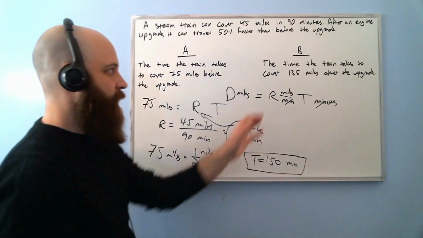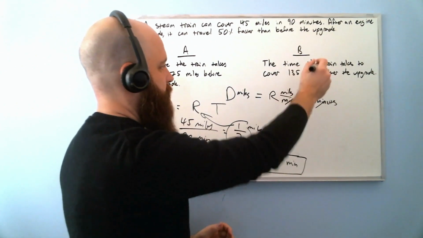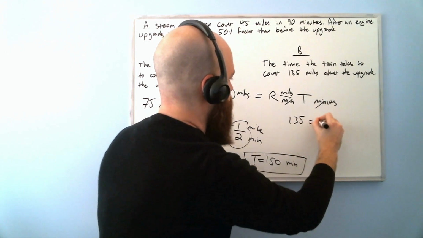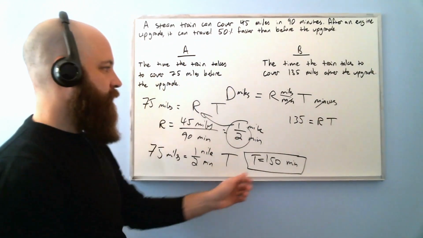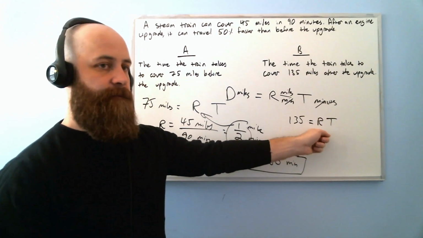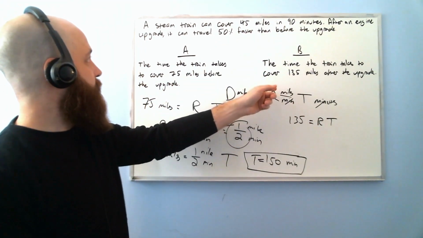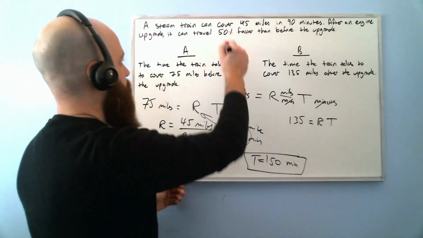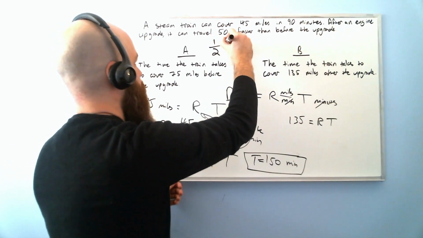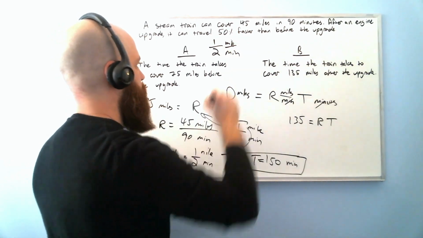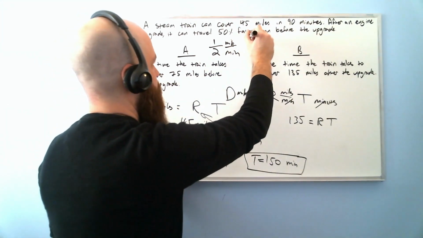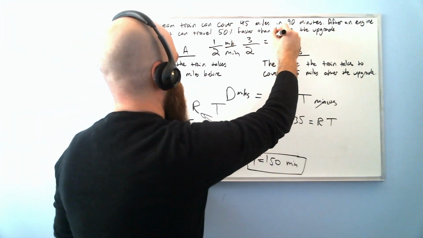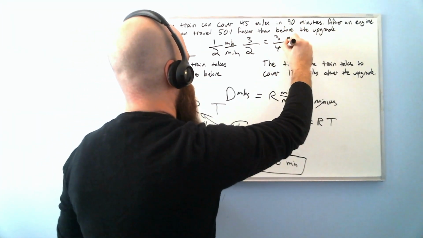What about B? Well, let's apply a similar approach. It's 135 miles, so I'll say 135 equals r times t. I'm solving for t. What's the rate? Well, this is after the engine upgrade, and after the upgrade, it can travel 50% faster than before. Before it was going 1/2 a mile per minute. If I increase that by 50%, that's multiplying by 3 over 2. So multiply across, I get 3 over 4 miles per minute.